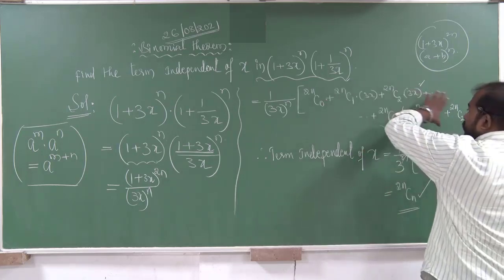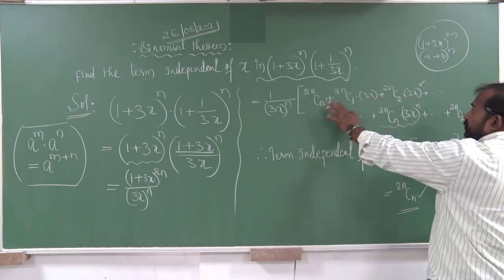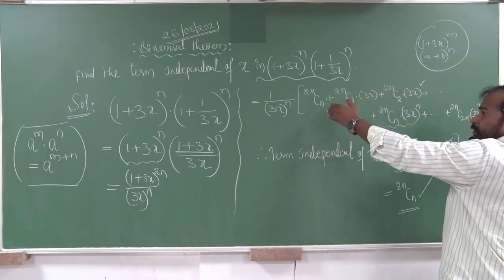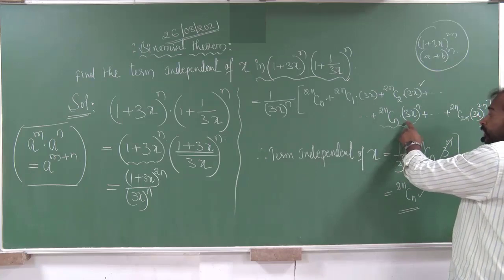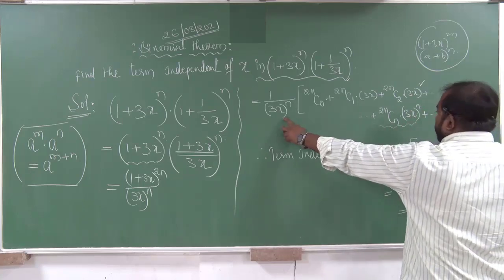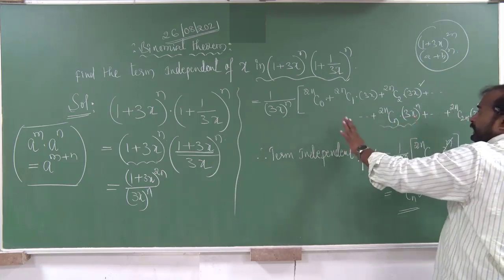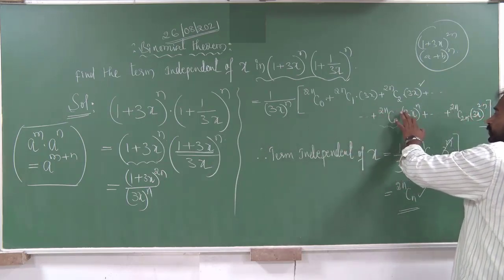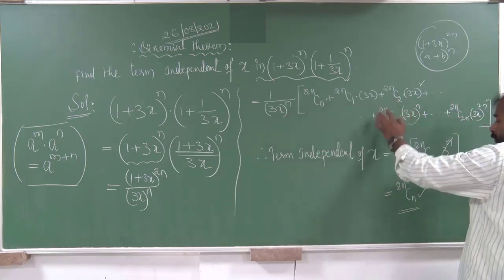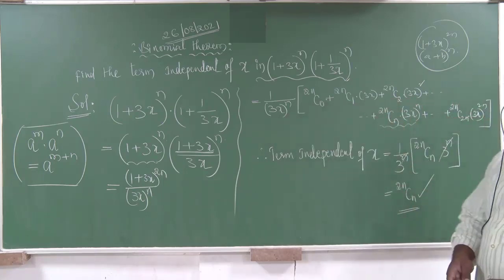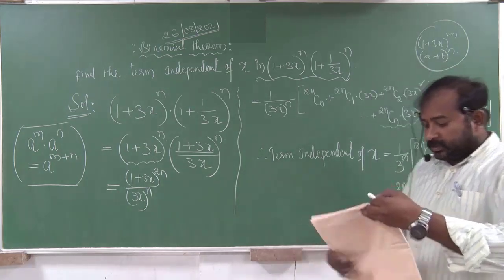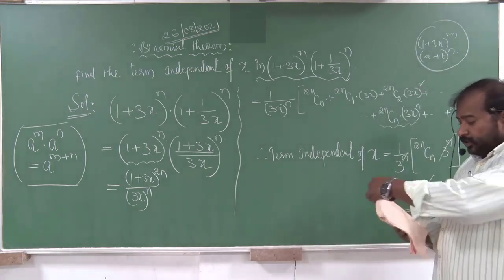These are the terms you will get. In each term you will get x power some value, except this term. Why? In the numerator x power n is there, and here in the denominator x power n is there. So x power n cancels. Only 2n cn into 3 power n by 3 power n, so only 2n cn you will get. So this is the term independent of x. I hope that this is clear for you. Okay. Next example.